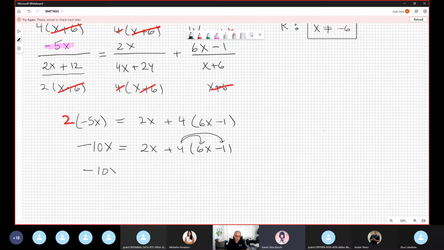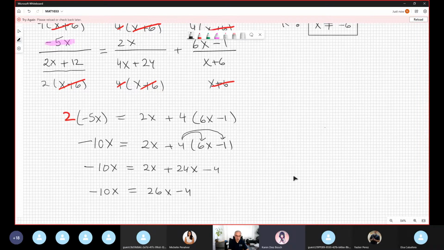Minus 10x is equal to x, 24x, minus 4, no? 4 times 1 times 6. Okay, why not combine like terms? Minus 10x is equal to 26x.